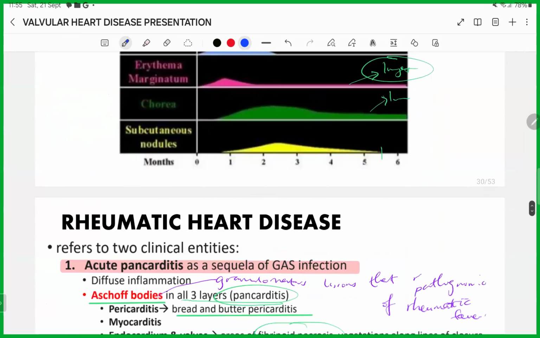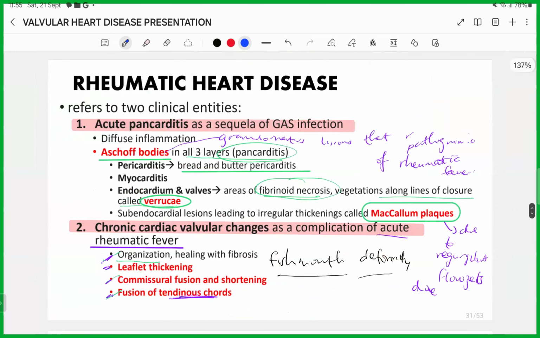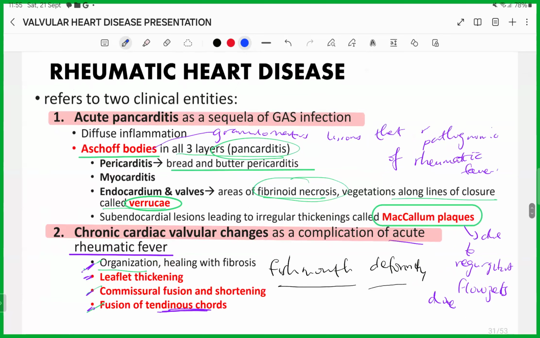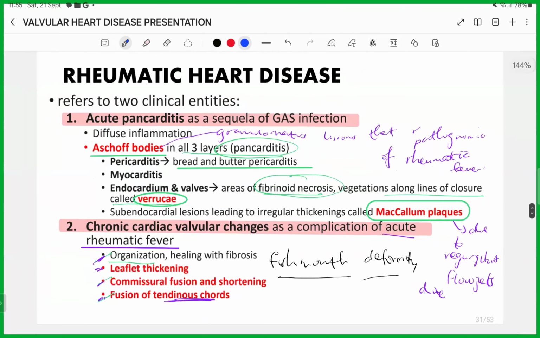So rheumatic heart disease, this one is highly tested. I think it was also tested during our year, because they tested both rheumatic heart disease and post-streptococcal glomerulonephritis. So it's an important condition. It presents as two clinical entities, an acute pancarditis and chronic valvular changes. In the acute pancarditis, pan means all layers, so it's going to affect the pericardium, the myocardium, the endocardium.